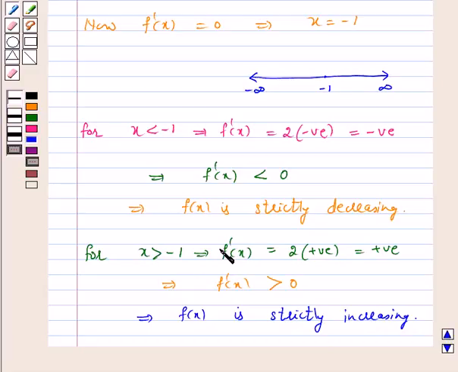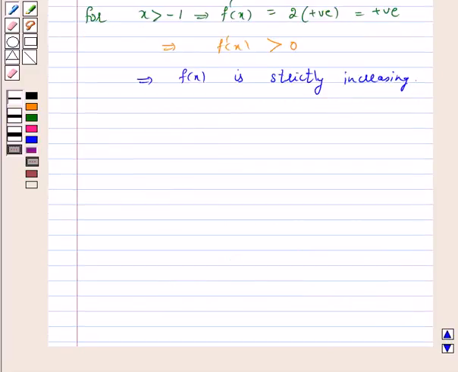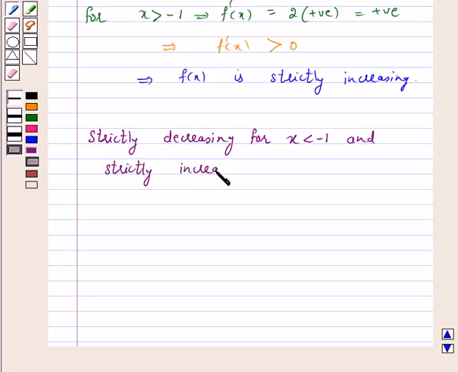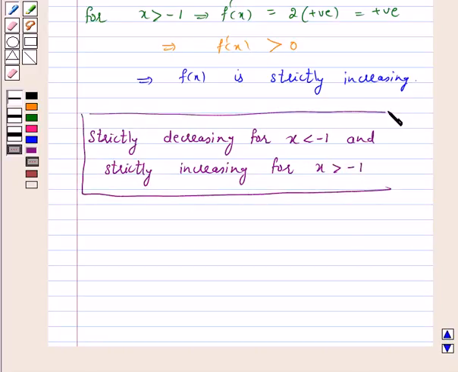Hence, the answer for the above question is: function is strictly decreasing for x less than minus 1 and strictly increasing for x greater than minus 1. So this is the answer for the above question.